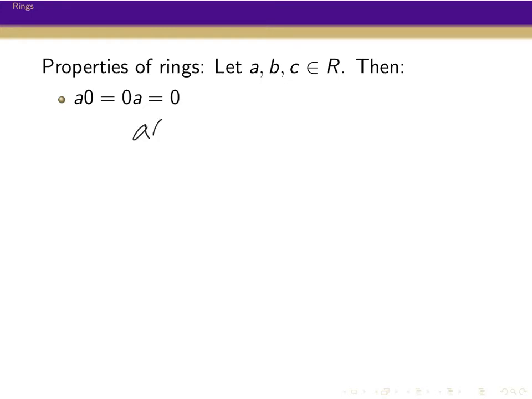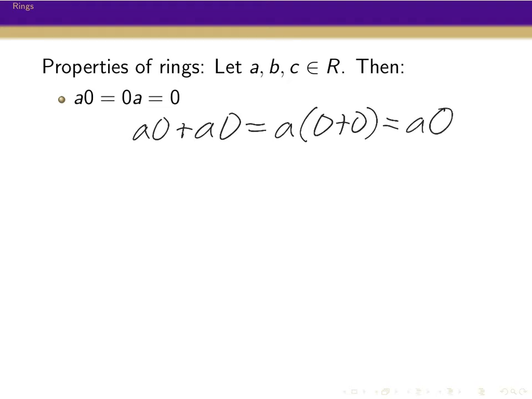If you do a times 0 plus a times 0, well, by the distributive property, I can factor out the a, and this is going to be a times (0 plus 0), but then 0 plus 0 is just 0. So this is the same as a times 0. And so then, since addition is a group, I can do cancellation of the a zeros, and you end up with a times 0 equals 0. A times 0 equals 0 for any a.